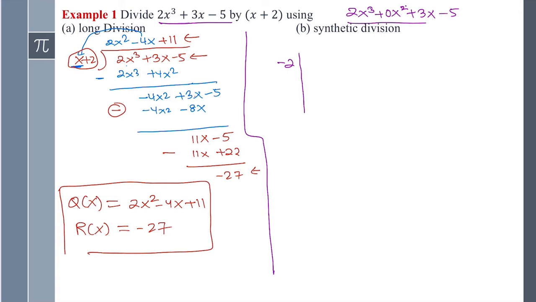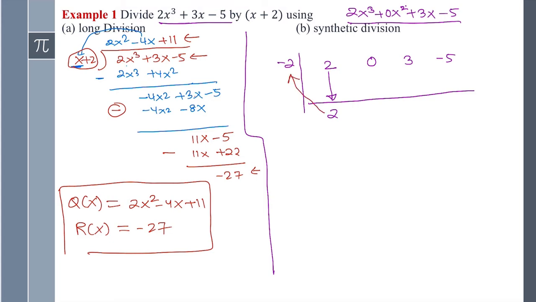So now this is a complete polynomial, okay? So now we are going to copy down the coefficients. The coefficient of x cubed is 2, the coefficient of x squared is 0, the coefficient of x is 3, and then the constant term. Now this is how we do the synthetic division. The first term we just drop down here. So we write 2.